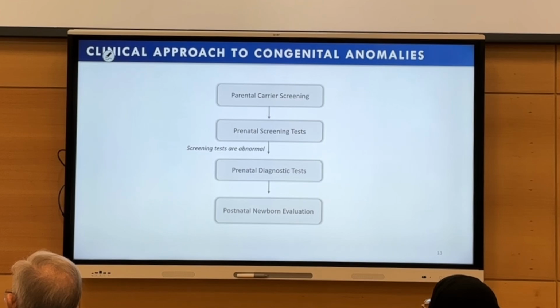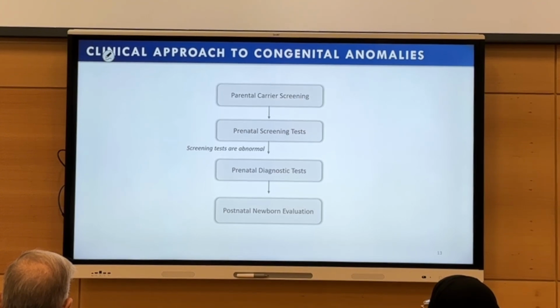Karyotyping. Okay. What else? Do you have any other options? So karyotyping, if you are still suspecting numerical abnormalities. What else? PCR. PCR for what? Any genetic abnormalities? What is PCR? Polymerase chain reaction.